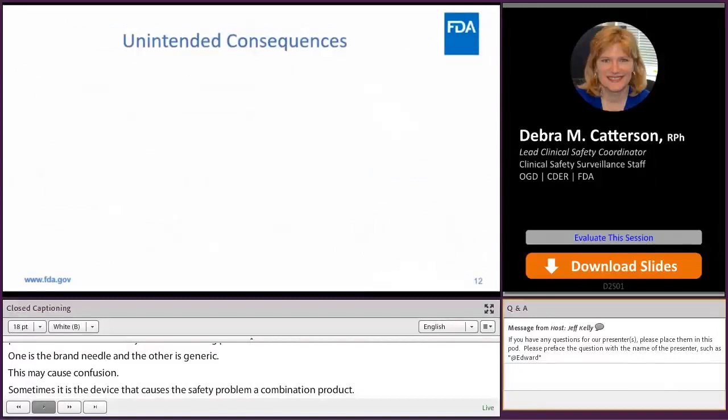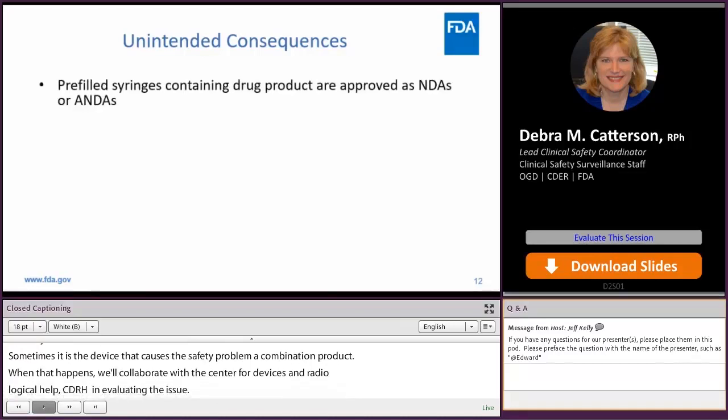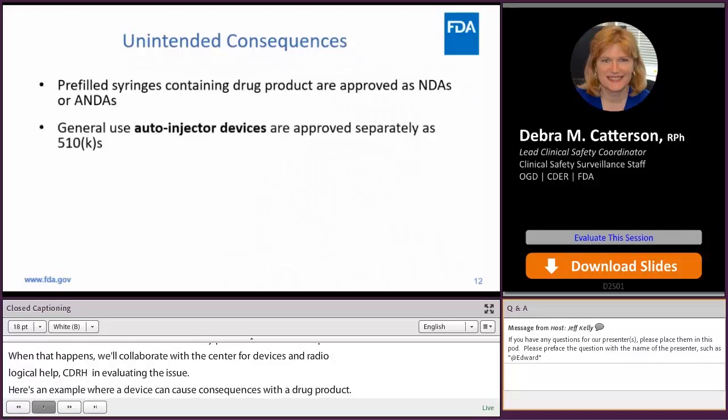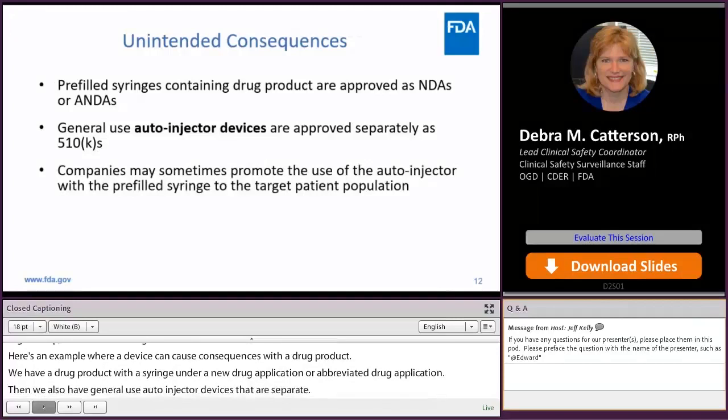Here's an example where a device can create some unintended consequences with a drug product. We have a drug product that is approved in a pre-filled syringe under a new drug application and/or abbreviated new drug applications. Then we also have general use auto-injector devices that are approved separately as 510Ks. Companies may sometimes promote the use of the auto-injector with the pre-filled syringe to the target patient population.